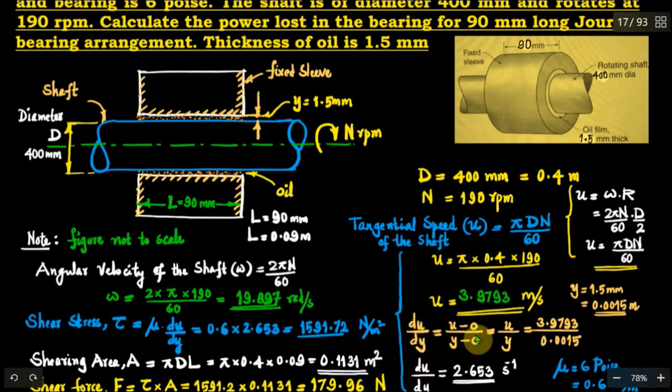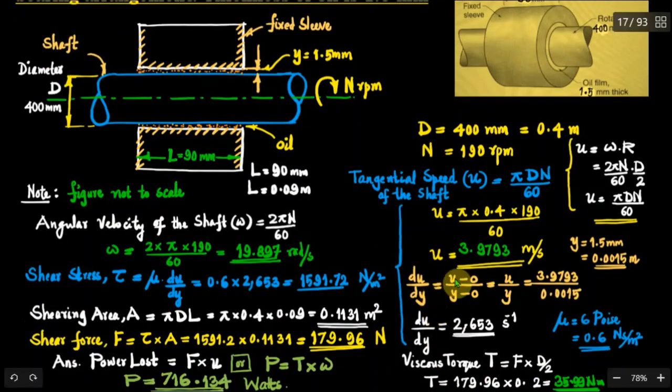So du by dy, that is change in velocity, is u minus 0 divided by that distance, that is the thickness of the oil itself, the distance y over which this velocity variation takes place. So u minus 0 divided by y minus 0, that is u divided by y. That is equal to 3.9793 divided by 0.0015. Please make sure that you substitute in SI units. Now the velocity gradient du by dy is equal to 3.9793 divided by 0.0015. So you will get the velocity gradient as 2653 per second.